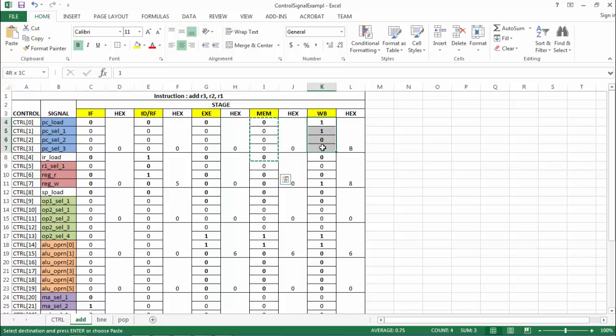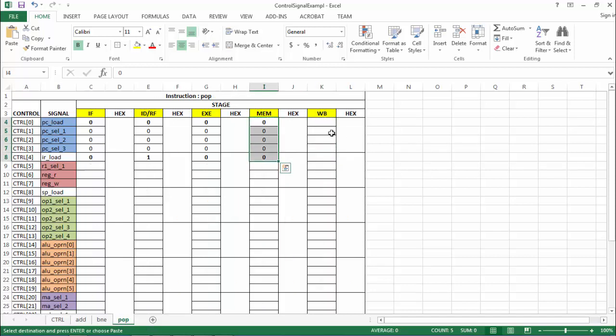And here I have this. Okay, now register selection. So pop reads from the memory pointed by the stack pointer and writes back onto the register 31, right?